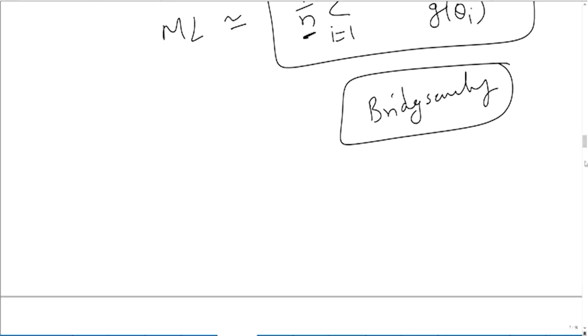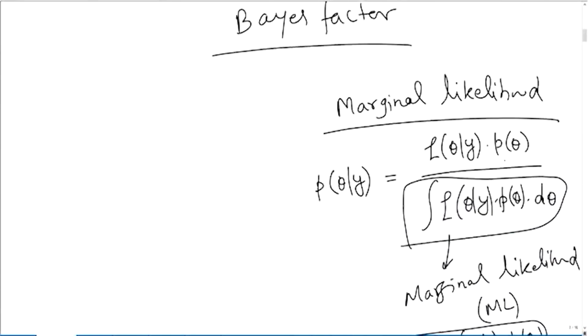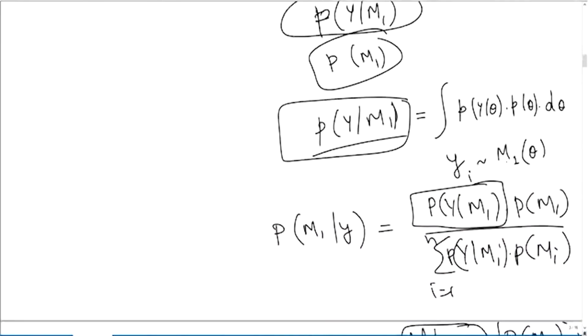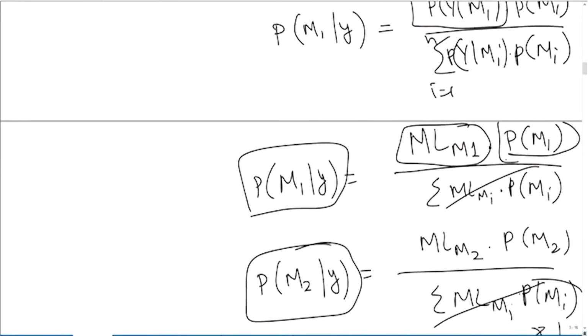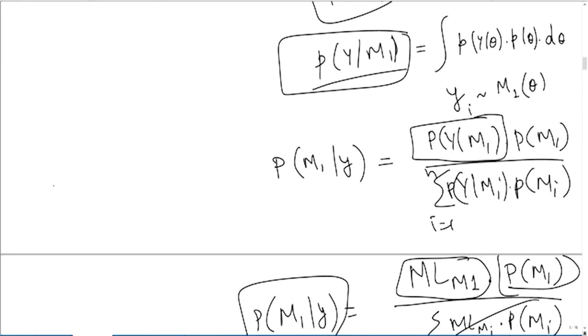Just to recap, this is another way of evaluating a model against another model. We can calculate the posterior probability of a model given the data, that is, how likely a model is given the data. That is given by the probability of data given that particular model, which is the same as your marginal likelihood.